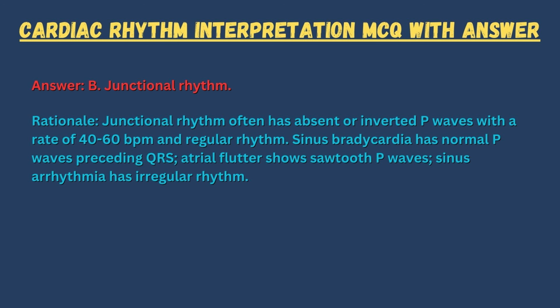Answer: B. Junctional rhythm. Rationale: junctional rhythm often has absent or inverted P waves with a rate of 40 to 60 BPM and regular rhythm. Sinus bradycardia has normal P waves preceding QRS. Atrial flutter shows sawtooth P waves. Sinus arrhythmia has irregular rhythm.